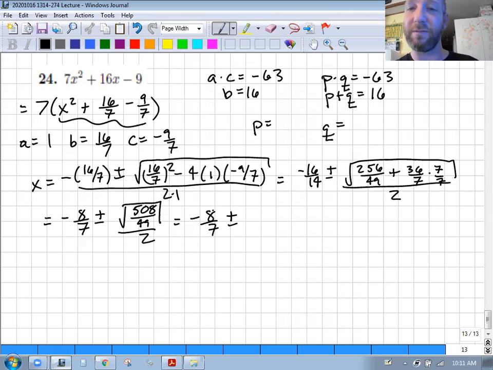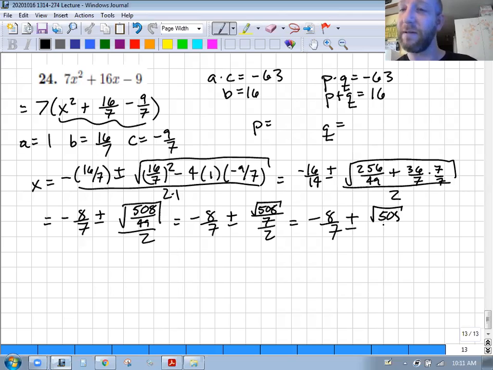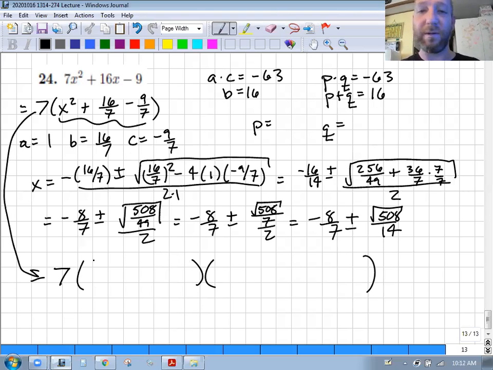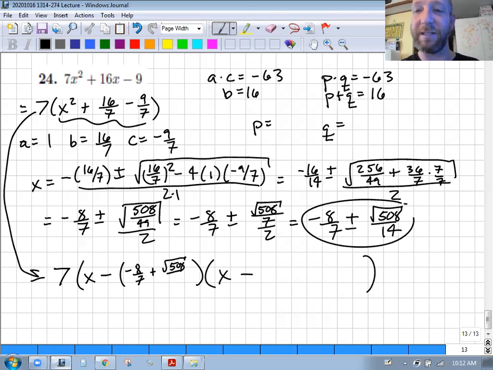It's just some random decimal. We could probably reduce it, but since it doesn't come out to be a nice number, we got plus or minus the square root of 508 over 14. So this guy here is 7. And here's our factors. We got an x minus and an x minus. We have to put both of our solutions in here. Negative 8/7 plus the square root of 508 over 14. And negative 8/7 minus the square root of 508 over 14.